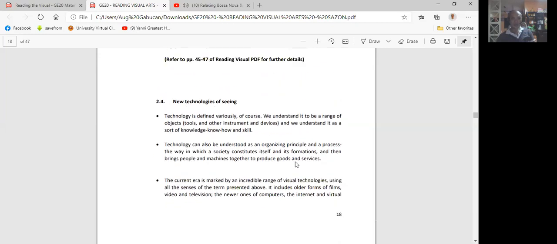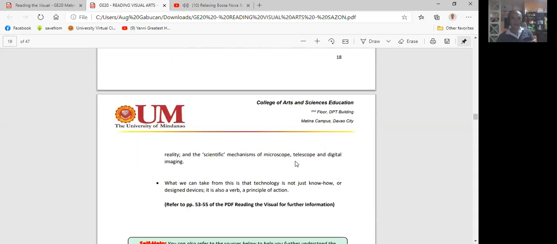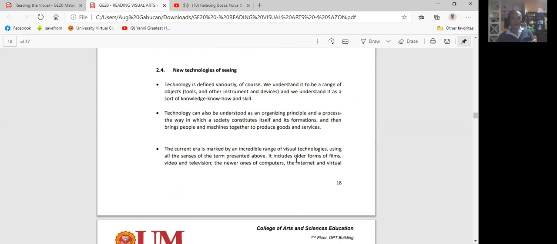Okay, in terms of new technologies of seeing, we can see here that technology is defined variously, of course. We understand it to be a range of objects like tools and other instruments and devices, and we understand it as a sort of knowledge, know-how, and skill. But technology can also be understood as an organizing principle and a process, the way in which a society constitutes itself and its formations, and then brings people and machines together to produce goods and services.